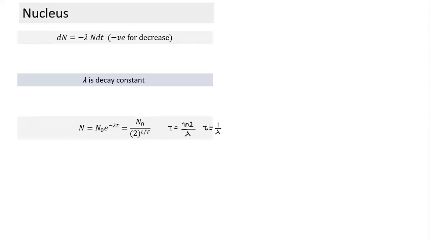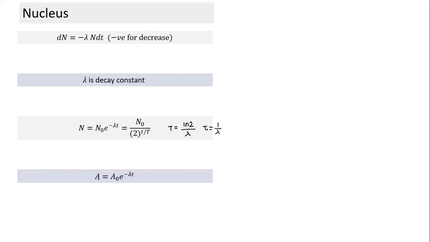Using this expression, if we substitute, N can also be written as N0 by 2 raised to the power of t by capital T. This is nothing but the number of half-lives. If the ratio comes to 1, it is 1 half-life. If the ratio comes to 3, it is 3 half-lives. If it comes to a fraction, it's a fraction of a half-life. And this is also a very easy way to calculate the remaining number of radioactive atoms or nuclei.